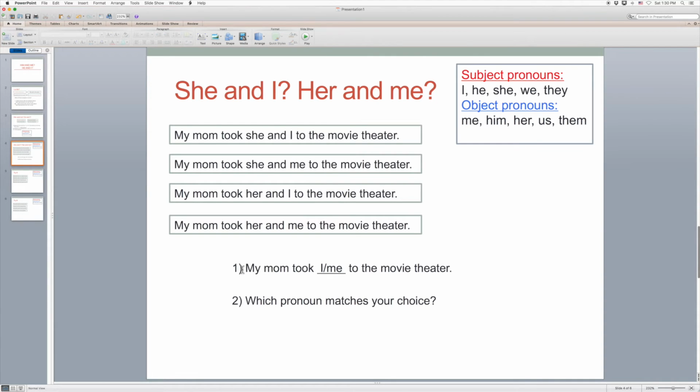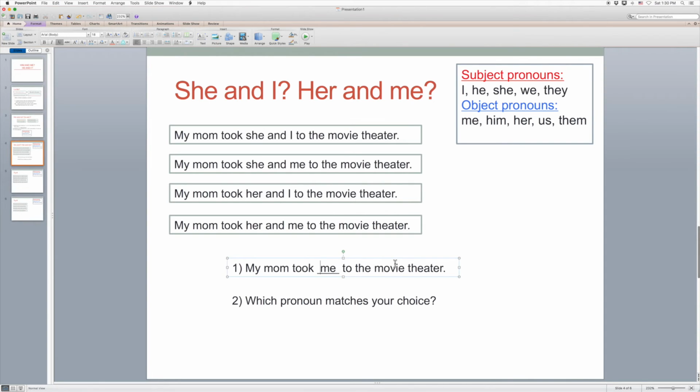So in this case, my mom is the one doing the action and you are receiving. The action is being done to you. So my mom is the active person, the verb is took, and in this case, my mom took me to the movie theater would be the correct choice.